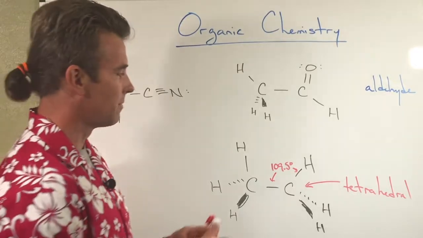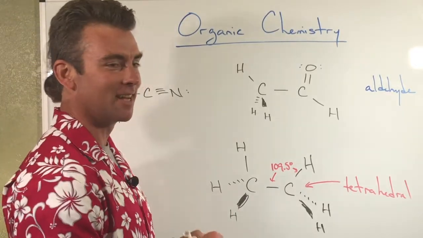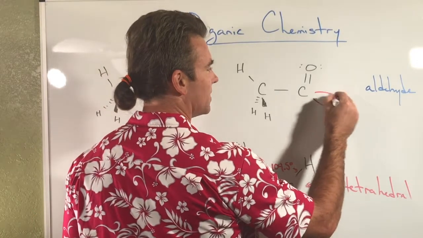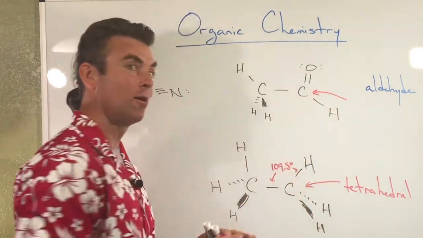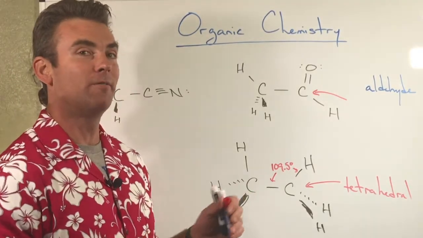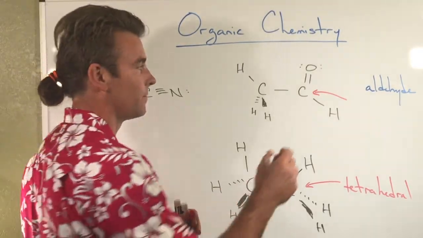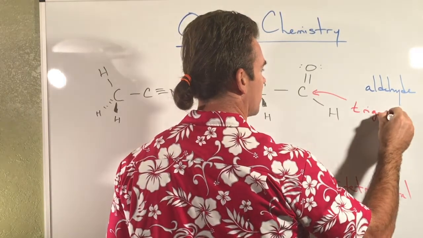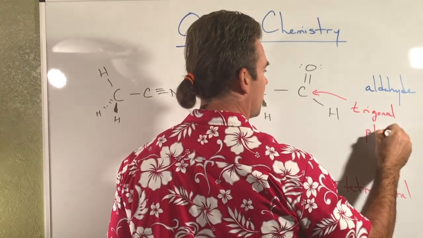But the interesting thing about an aldehyde functional group, to me anyway, is that it is no longer a tetrahedral carbon. It's still a carbon bonded 4 times, but now there's only 3 different atoms that are bonding to it, and that is where we get what's called the trigonal planar geometry.